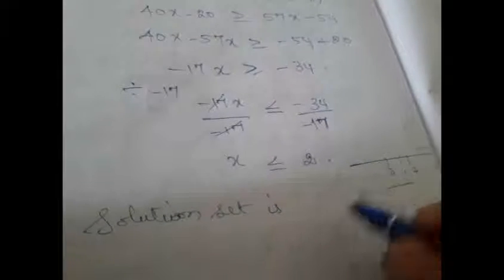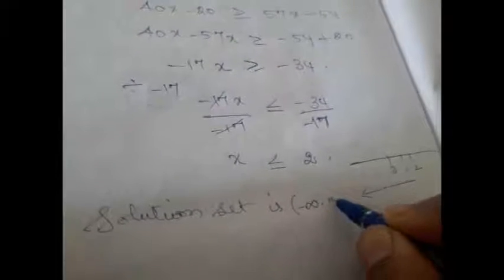So what will be your solution set here? This is also for the real x only. Therefore the solution set is x less than or equal to 2. 2 is here, and less than means this side of your number line. So it will become minus infinity comma 2, closed at 2 and open at minus infinity. So your solution set is minus infinity comma 2.